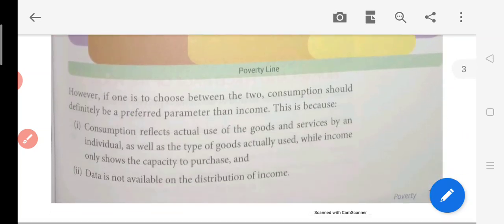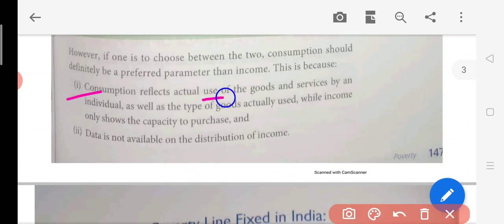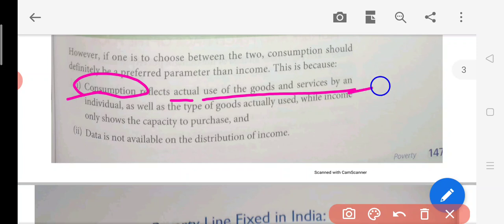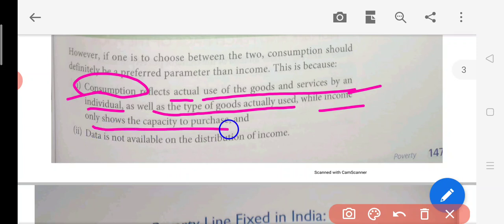So basically here it can be said that consumption reflects the actual use of goods. Why is this expenditure taken? Okay, expenditure क्यों ले रहे? Because it reflects the actual use of goods and services by an individual, as well as the type of goods actually used, while income only shows the capacity to purchase. If the capacity to purchase is not the point, अगर आपकी इनकम कम है, मतलब किसी टाइम आपकी इनकम कम हुई, बट स्टिल योर कंडीशन इज गुड, आपके घर में बहुत पैसा है, आप खर्चे तो फिर भी जो एक्सपेंडिचर करोगे ज्यादा ही करोगे, तो आपका इनकम हो सकता है किसी मंथ में आपका 1000 भी हो, बट यू आर वेल मेड, मीन्स आपके फैमिली में बहुत पैसा है, योर फैमिली इनकम इज वेरी हाई. So you can just say that your condition is not that good, but your family condition is extremely good.